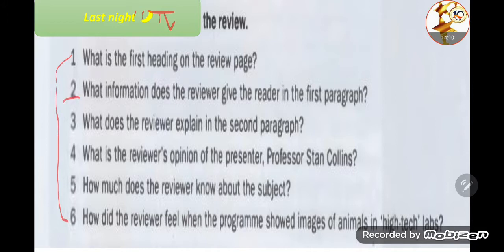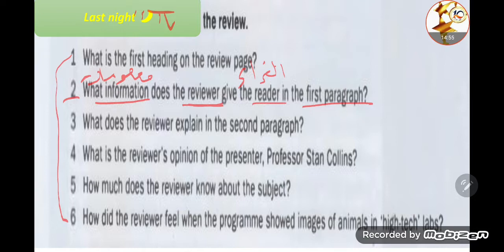what information does the reviewer give the reader in the first paragraph. الريفيور شو الانفورميشن المعلومات اللي أعطاها للريدر القراء بالفيرست باراجراف بالفقرة الأولى. شو أعطانا معلومات؟ he gave us a lot of information. one of this information إنه the title of the program. أعطانا عنوان البروجرام اللي هو Animals in Science، وحكى لنا إنه the first one of a 5-part documentary. وطبعا هذا أول واحد من سلسلة الدوكيومنتري الوثائقي، هو وثائقي من 5 أجزاء هذا الجزء الأول. وحكى لنا عن البريزنتر اللي هو بروفيسور ستان كولينز.